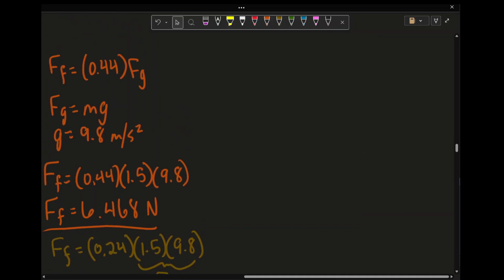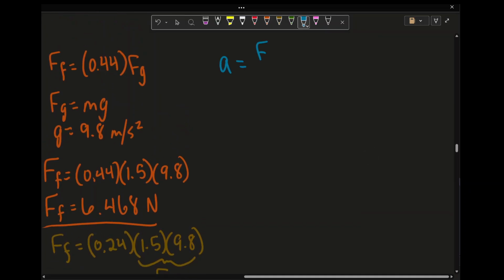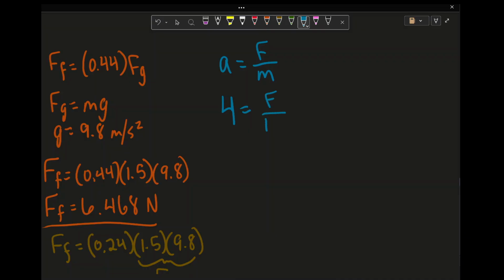This would become very, very simple. We would just be using Newton's second law. If we have a 4 meters per second squared acceleration, the mass is 1.5. So if we multiply by 1.5, that tells us that the force necessary in the absence of friction to accelerate it at 4 meters per second squared is going to be 6 newtons.